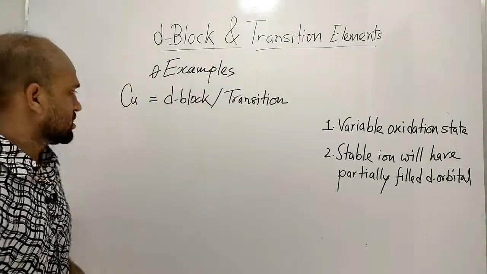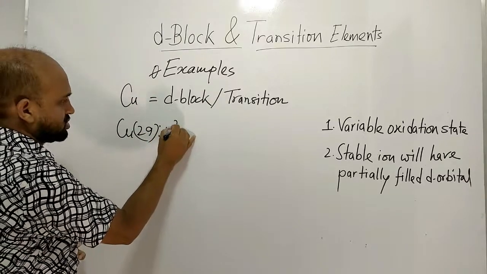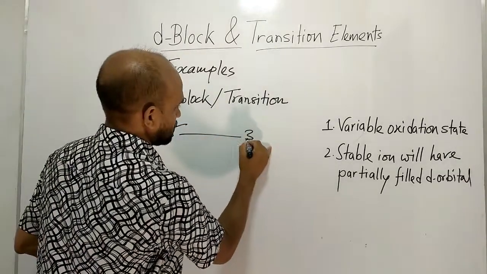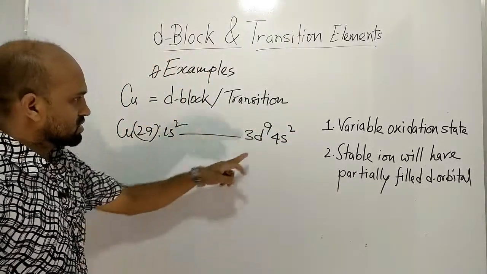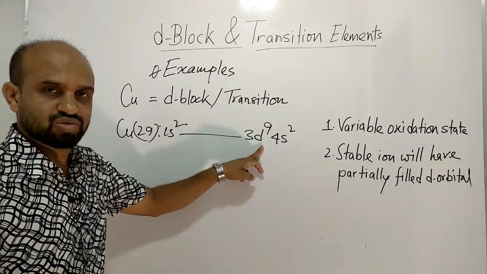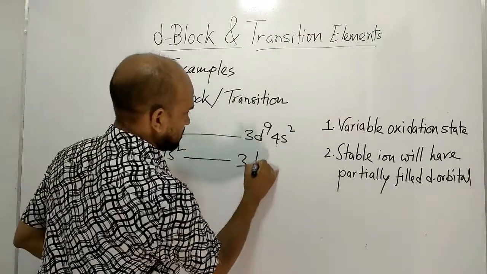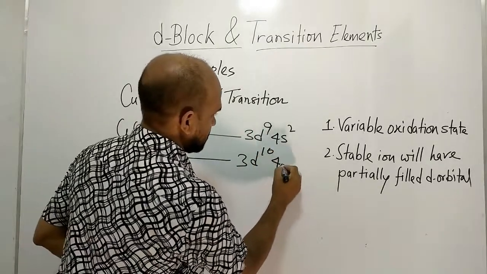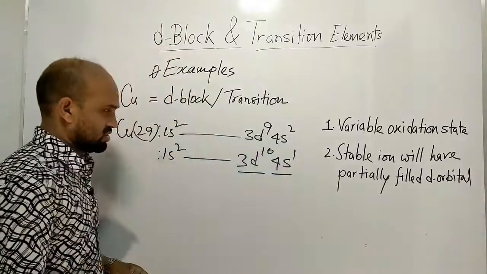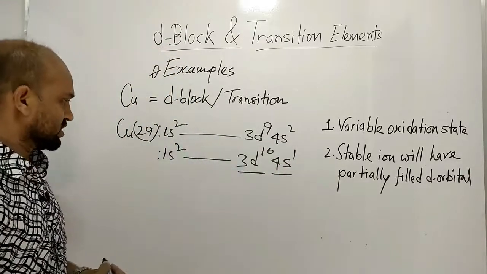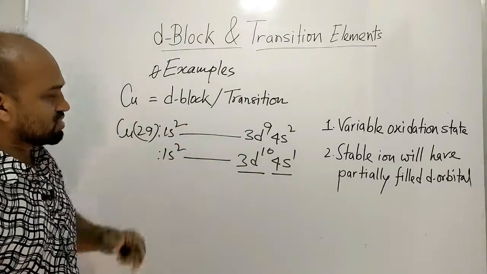Now about copper. Copper 29, 1s2, 3d9, 4s2. Here rearrangement happens to get stable: 1s2, 3d10, 4s1. Now this is fully filled, this is half filled, which is a stable electronic configuration. The last electron enters the d orbital, so this is a d-block element.